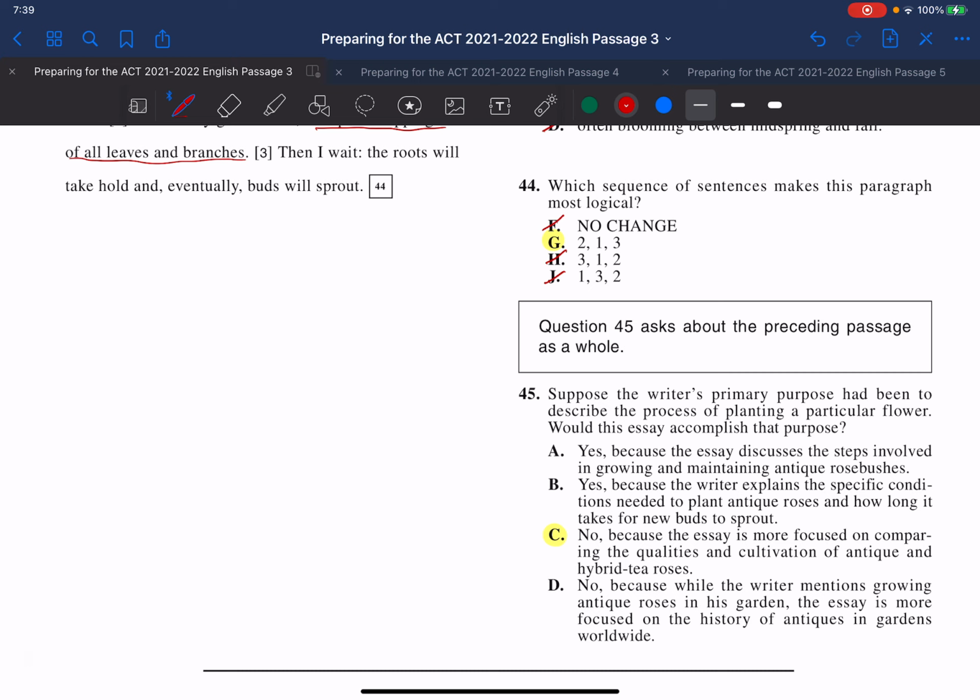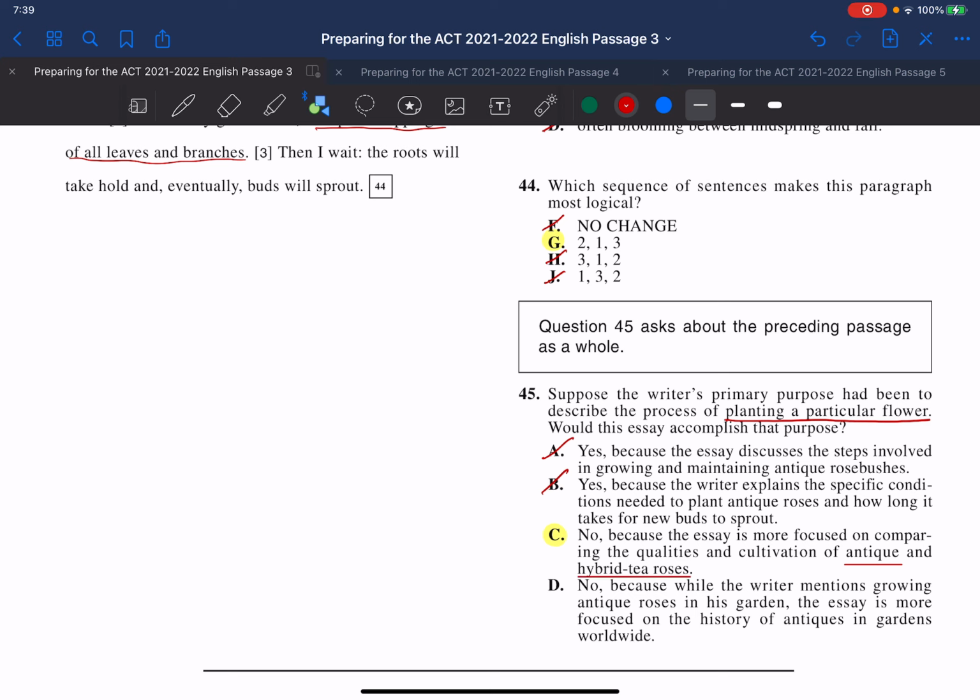45. Suppose the writer's primary purpose had been to describe the process of planting a particular flower. Would this accomplish that purpose? So are we talking about planting a flower? No. No, we're not. But that only gets rid of 2 answers. So what about the other 2? Well, they both say no. Letter C says the essay is focused more on comparing the qualities and cultivation of antique and hybrid tea roses. That's what letter C is saying.